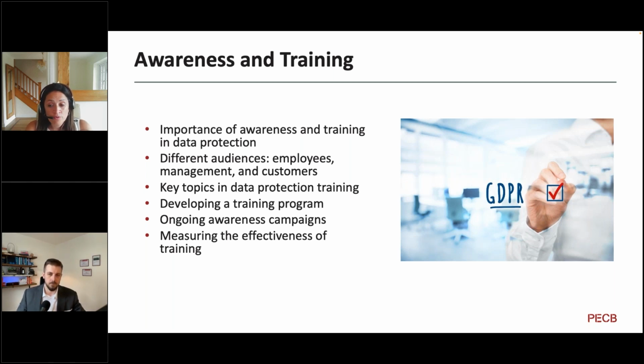So there are different audiences for this. Whether that be employees who handle data, the management who make the decisions, any customers, anyone really who has a stake in the data that you collect, they need to be informed about how the data is used or should be used. So when we think about data protection training, we need to understand not only the importance of data protection and the principles and the regulations, but also the basics of data security, data minimization, privacy by design, and how to respond to data breaches and that type of thing.